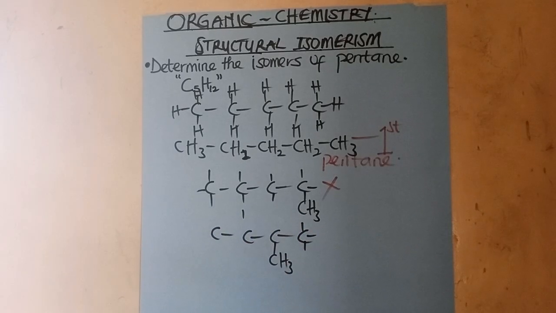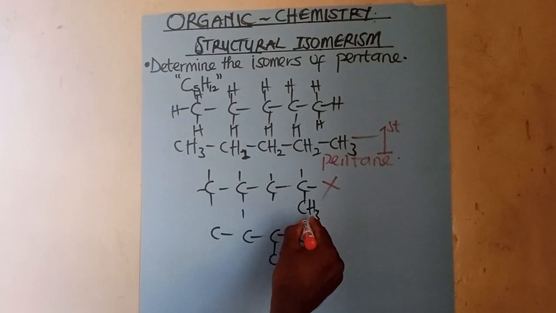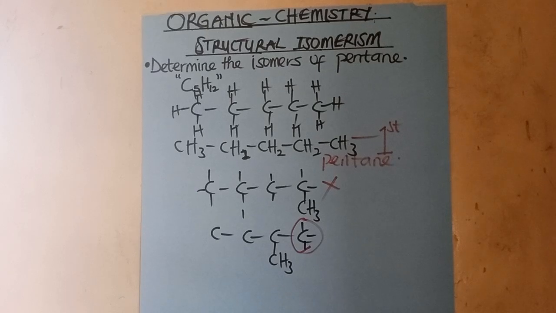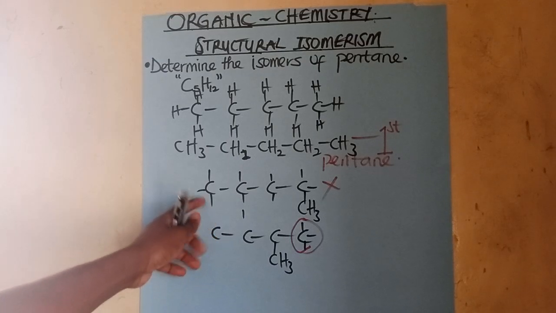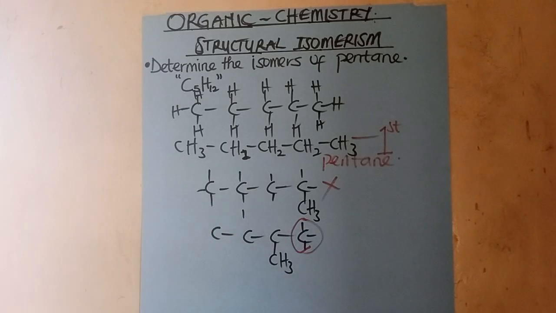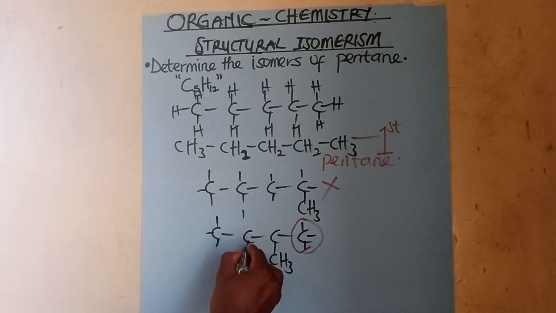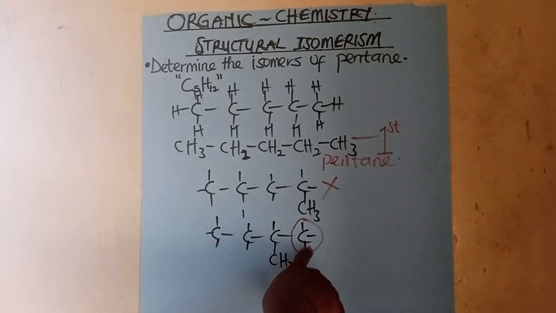Yes, as my substituent. Let me circle it. This is my substituent, which is CH3. Don't forget that this place too has how many hydrogen? 1, 2, 3. Out of this place, 1, 2, and here 1. Why is this place my substituent?